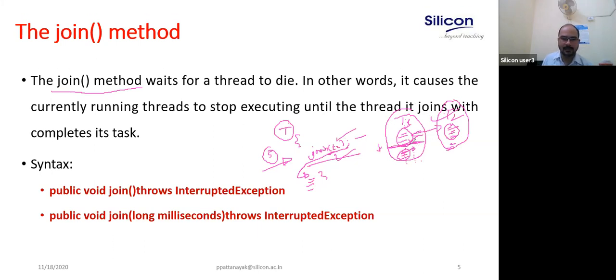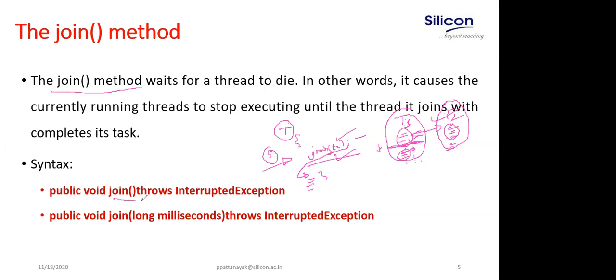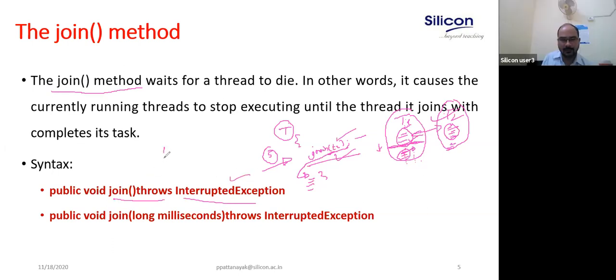Okay, it's a very interesting function. There are two signatures of this function, an overloaded function. The first one is join, which throws InterruptedException. That means you have to put it inside a try and catch block. You must have a handler that receives the InterruptedException and handles it. Then another one is public void join(long milliseconds).